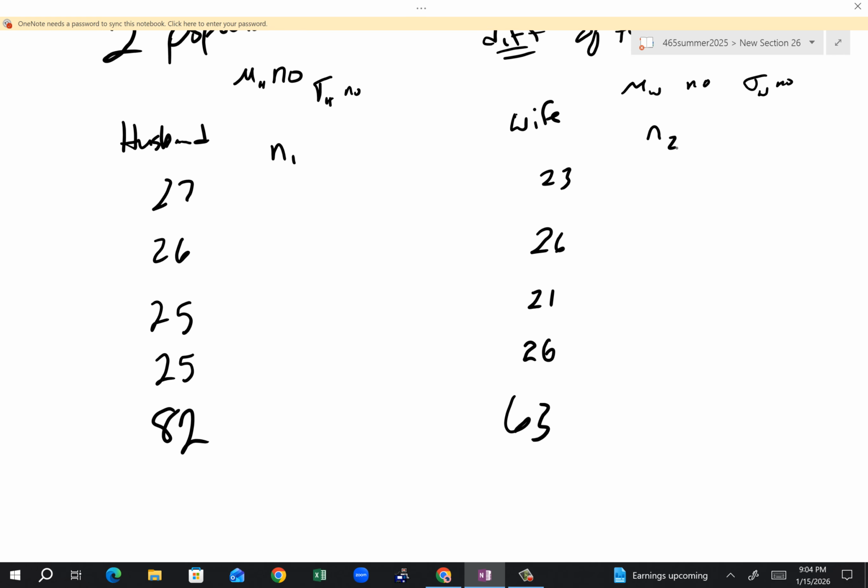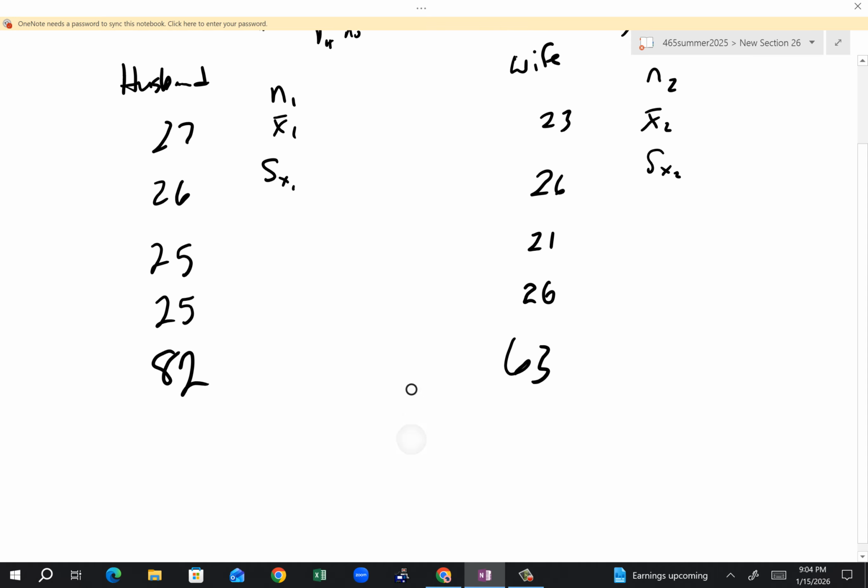So anyway, here's the game. When we have this, we're going to find x bar from the sample, and of course sx from the sample, for each group.